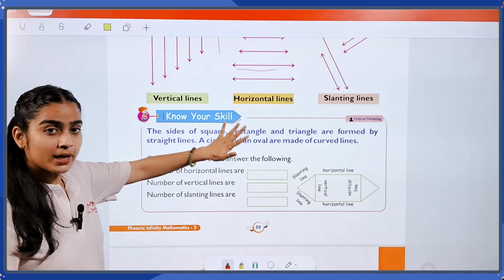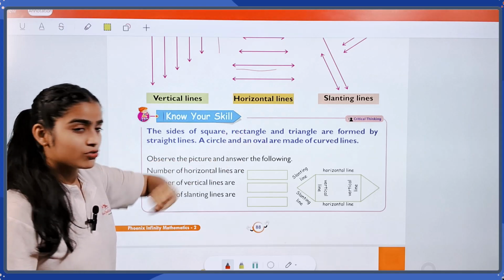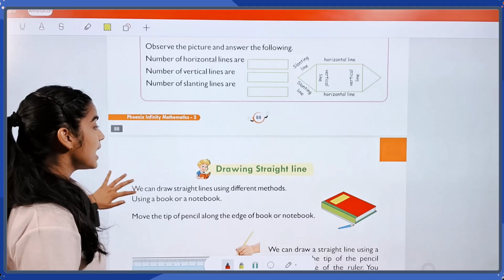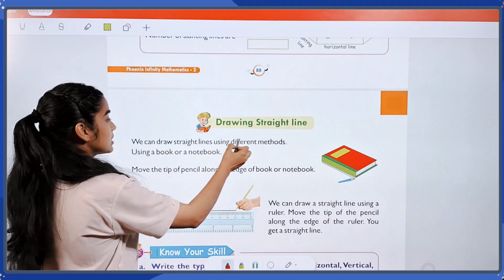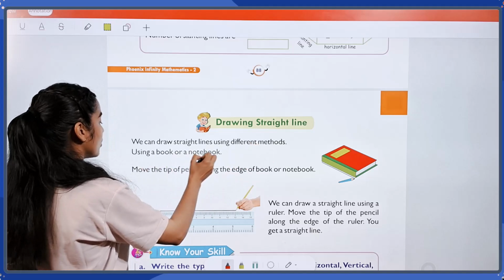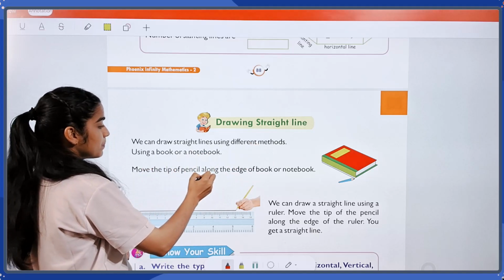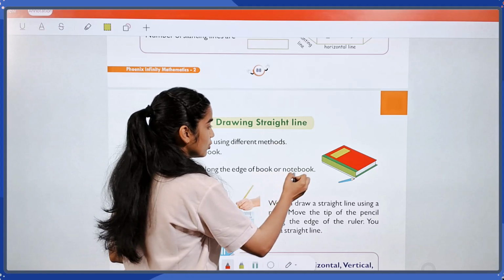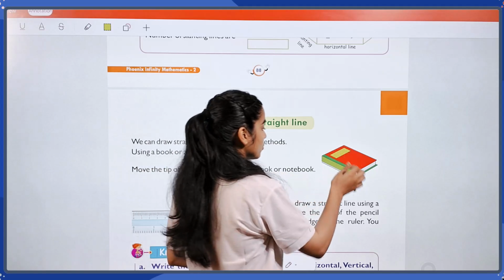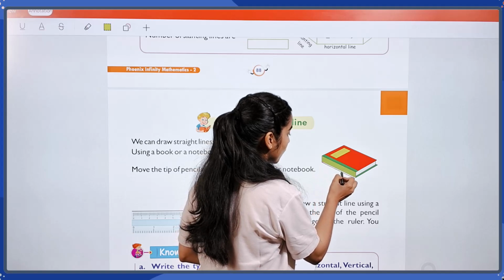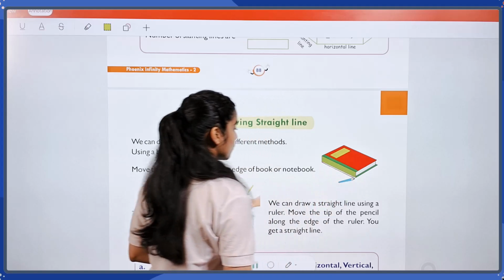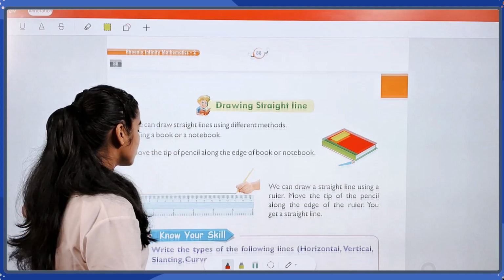So students, what you have to do is give a try to this question. Okay. Now, drawing straight lines. We can draw straight lines using different methods. Using a book or a notebook, move the tip of the pencil along the edge of the book or notebook. Take your notebook and from the starting point, just move your pencil in one direction only. At the end, you will have your straight line.